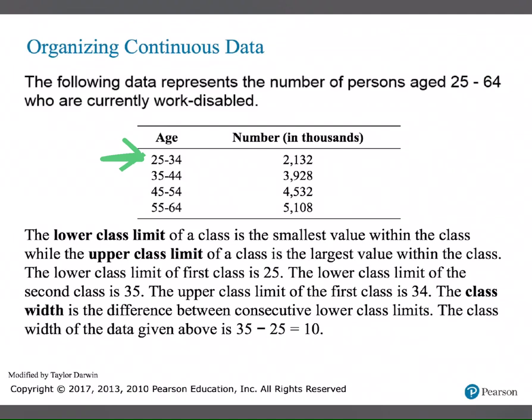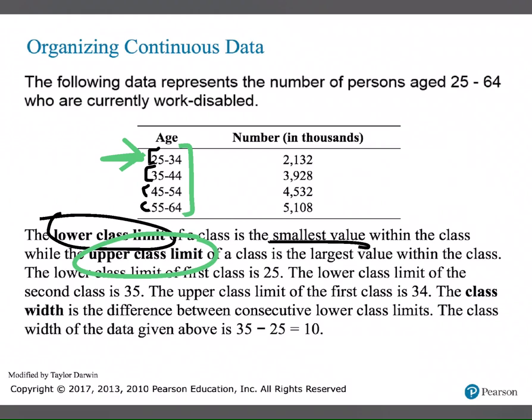And so this 25, 35, 45, 55, that's called the lower class limit. It's the smallest value within each class. The upper class limit is 34, 44, 54. That's called the upper class limit. And then it says the lower class limit of the second class is 35. The upper class limit of the first class is 34.